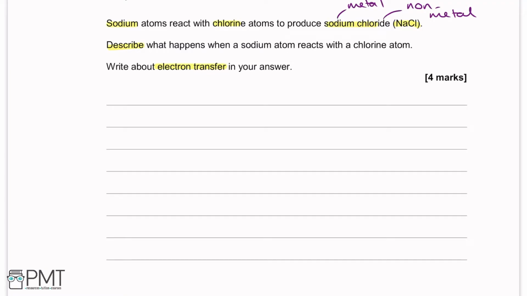So, as we've previously discussed, sodium is in group 1, so it has 1 electron in its outer shell. Now, in order to become electronically stable, sodium wants a full outer shell. And the easiest way to do that is to lose that 1 outer shell electron.